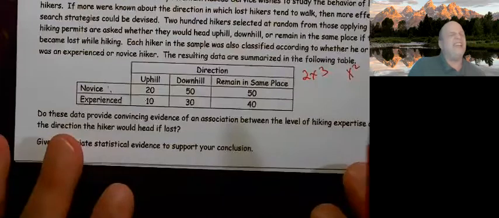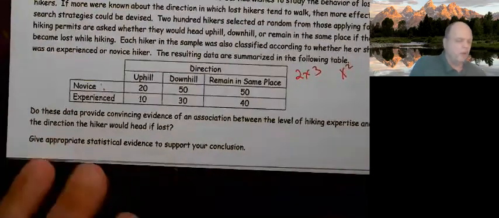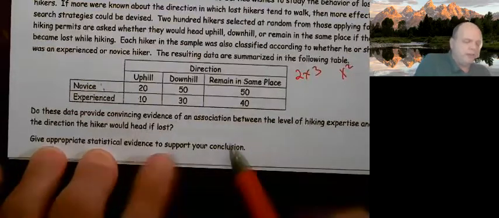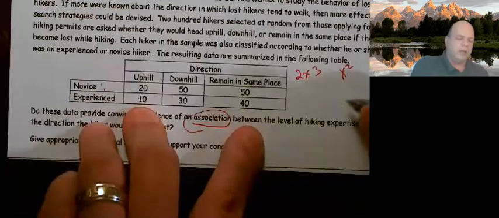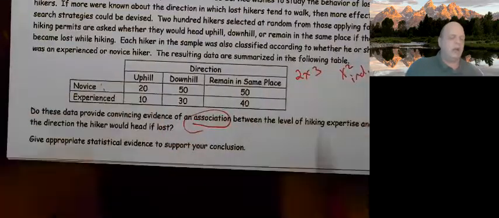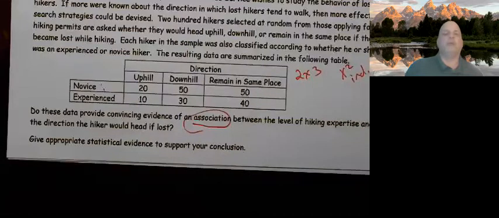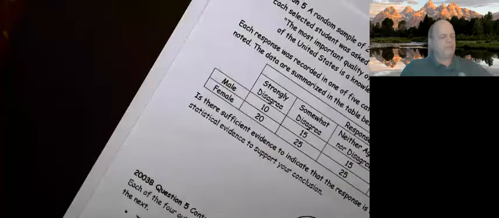If it's matching, then it's going to be goodness of fit. But if they're not matching, something else. So do these data provide convincing evidence of an association? That's the key word, chi-squared independence right there. And once again, I had multiple rows, multiple columns. It's like, yep, chi-squared. And then I see the word association, therefore it's independence. Next problem.